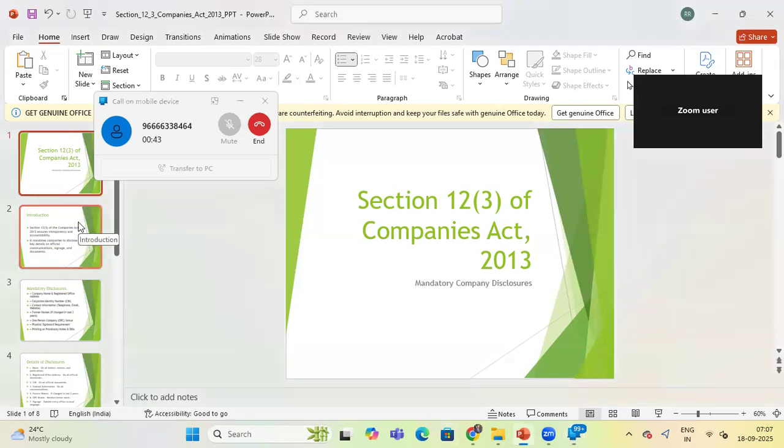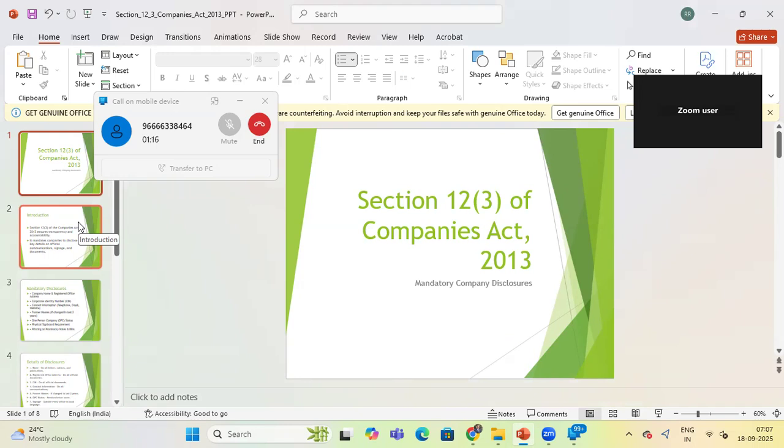Section 12, subsection 3 of Companies Act 2013 makes it mandatory for every company in India to disclose key information on all its official documents, signboards, and communications. In this video, we explain what these disclosures are, why they are important, and what penalties apply for non-compliance of Section 12.